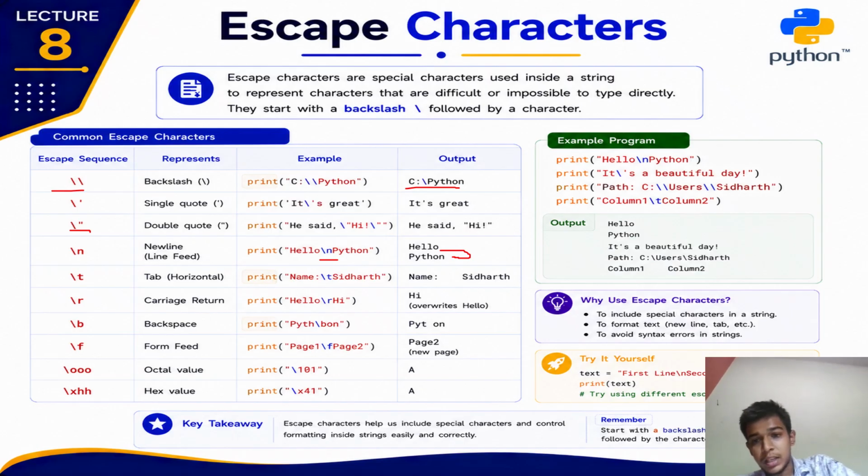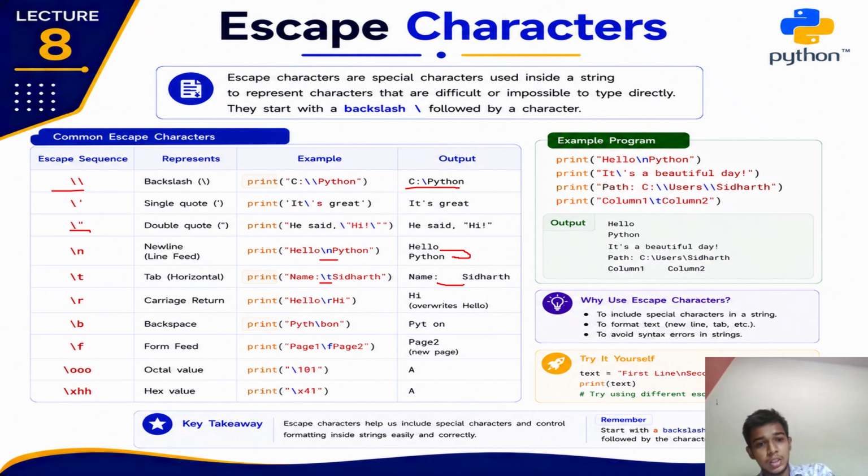Now, next is the tab character, written as backslash t. It creates a horizontal space between two texts. You can see here backslash t is used after the colon. So you can see there is a tab space between name and Siddharth.